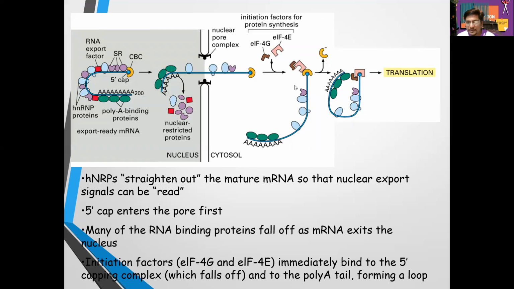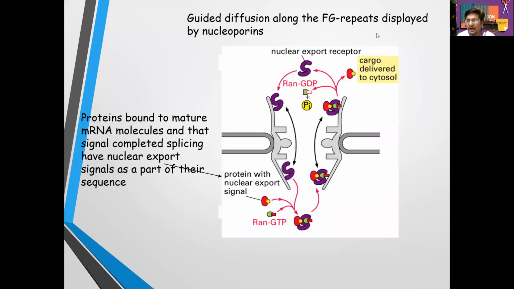As soon as it moves out, immediately the initiation factors, which are many in the case of eukaryotes, come in, and you can see there's a loop formation, which is a must. Over here you can see the tail and the protein bound to the tail, and the protein bound to the cap. They interact to make this loop, and only then will translation happen. Otherwise, it will not happen. Let's see how it is going to happen.